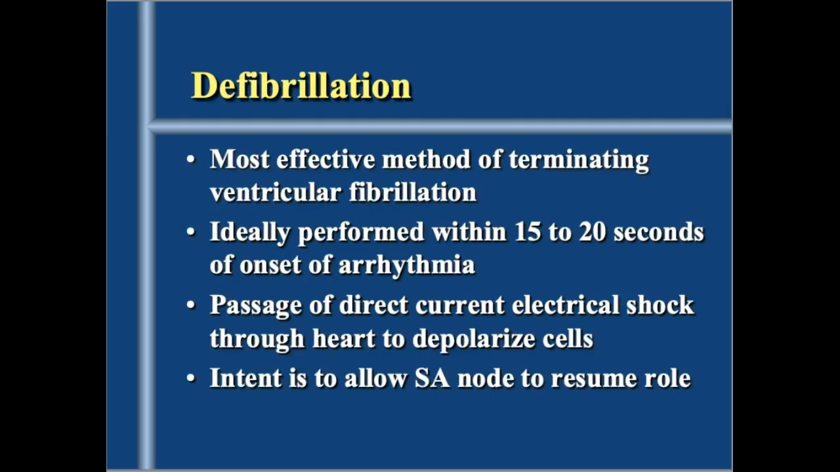So a couple of things about defibrillation and cardioversion. First, defibrillation. We want to get on the chest immediately and defibrillate when people are in VFib. It's the most effective method of terminating it. Ideally, we want to get our defibrillation going within 15 to 20 seconds of when we see that arrhythmia. We basically pass direct current through the heart to depolarize the cells, and the intent is to allow the SA node to resume its normal role as the pacemaker of the heart.